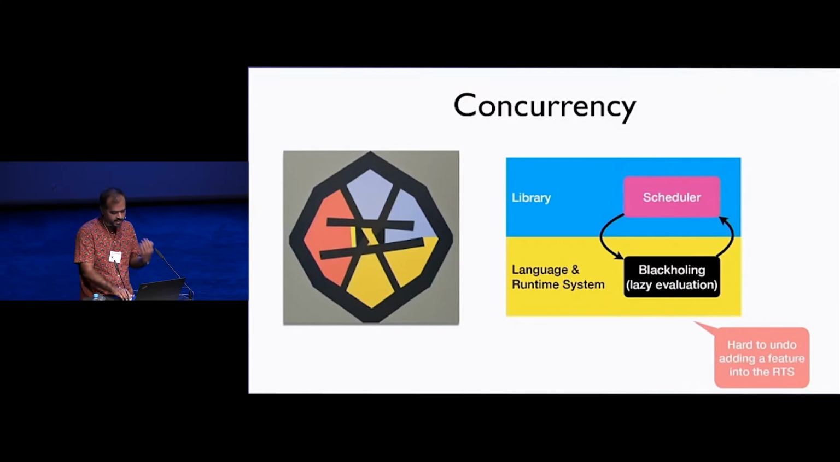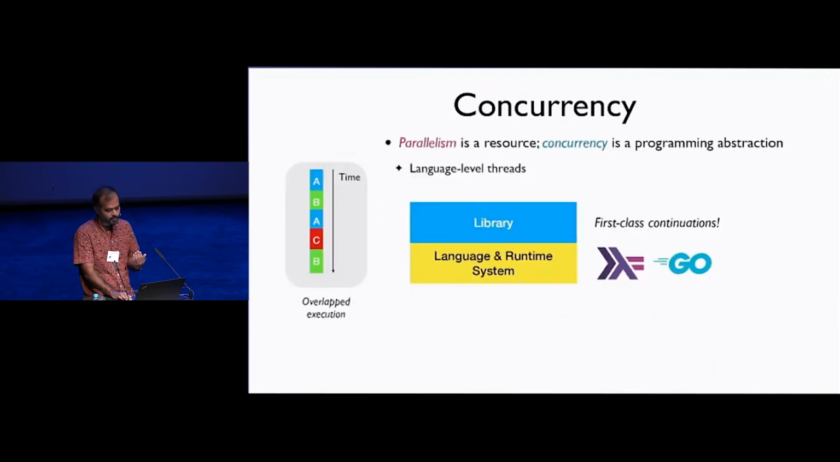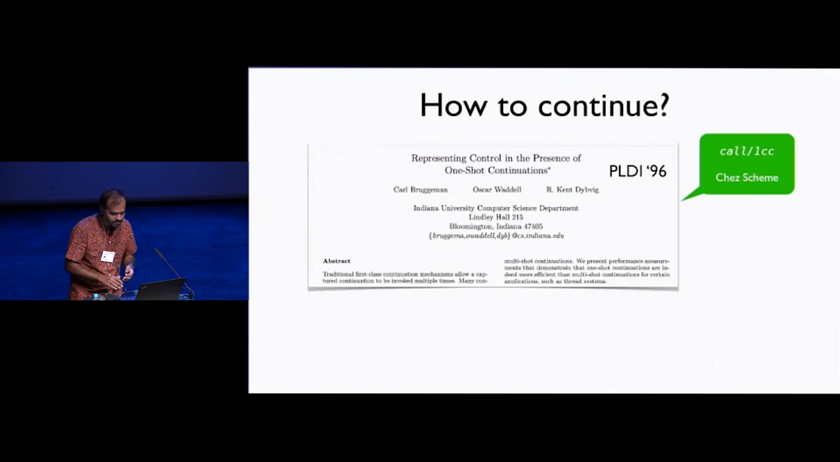So when we started designing Multicore OCaml, we knew we were not going to implement all of these mechanisms in the runtime system. In Multicore OCaml, we wanted to implement everything in the library. So obviously, you have to have some sort of first-class continuations. The question is which kind?